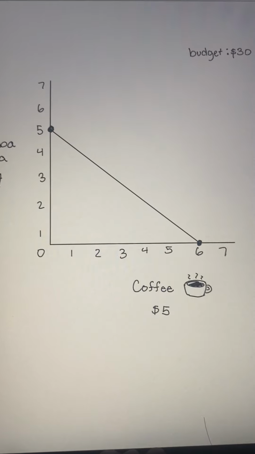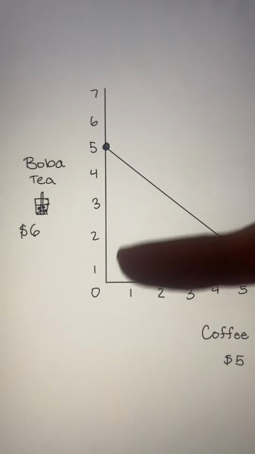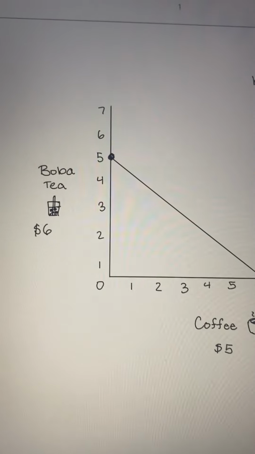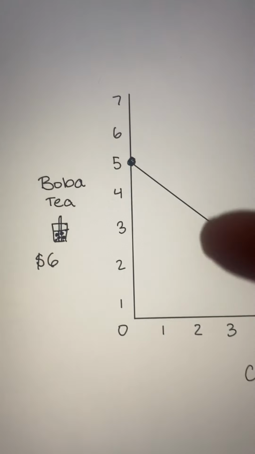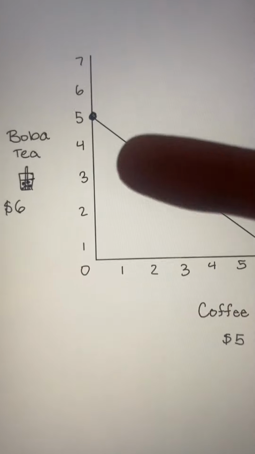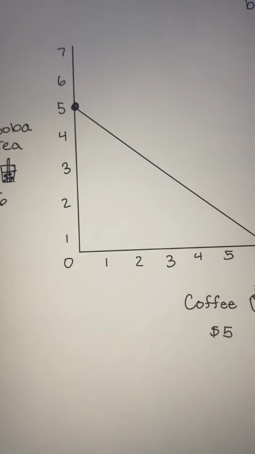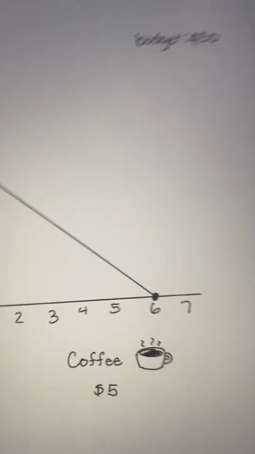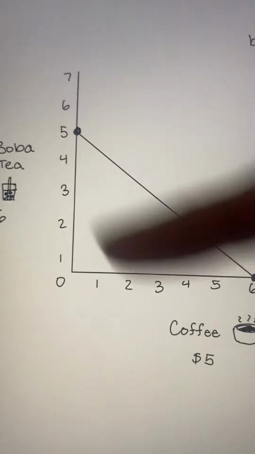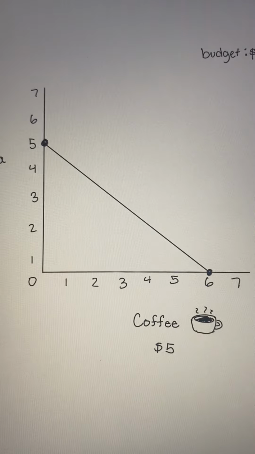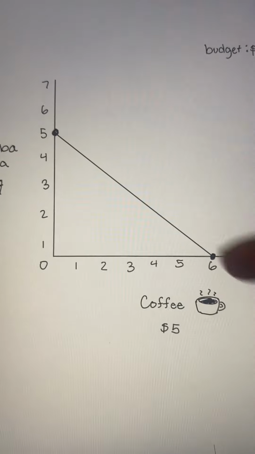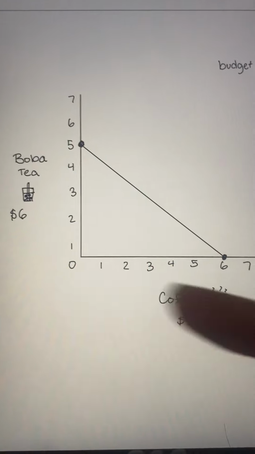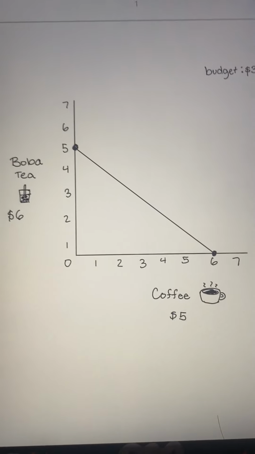So we could either be getting 5 quantity of boba, so I could get 5 boba teas, or I could do 6 coffees. Or it could be 4 boba teas and then just 1 coffee, or 3 boba teas, 2 coffees, and the list goes on. But as you can see, we're sticking to our budget. We're not going over our budget, what we can't afford. So as long as our budget constraint shows us what we could afford, that's how it's going to show on the graph.